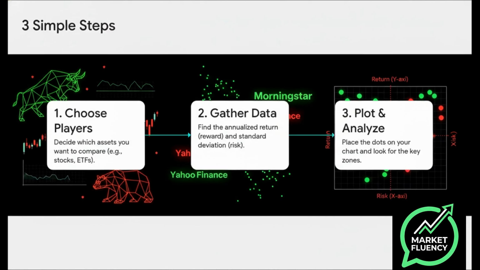Step 2, you gather the data. You need 2 numbers, the annualized return for the vertical axis and the standard deviation, that's our proxy for risk, for the horizontal axis. And you can find this stuff for free on sites like Morningstar or Yahoo Finance. And finally, step 3, you just plot the dots and start analyzing what you see.